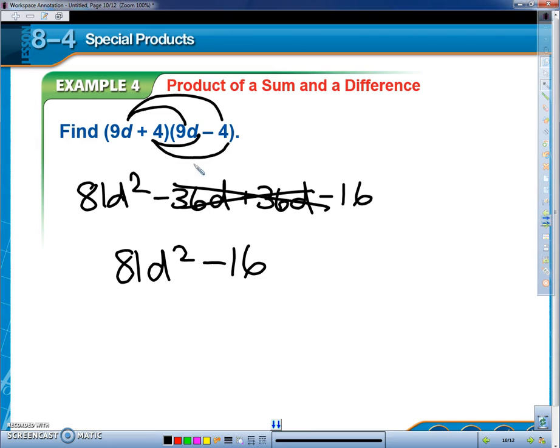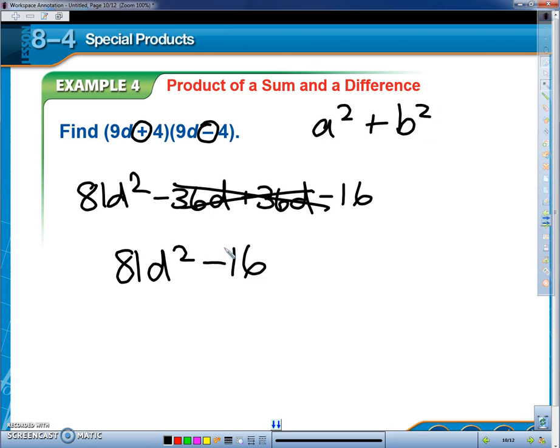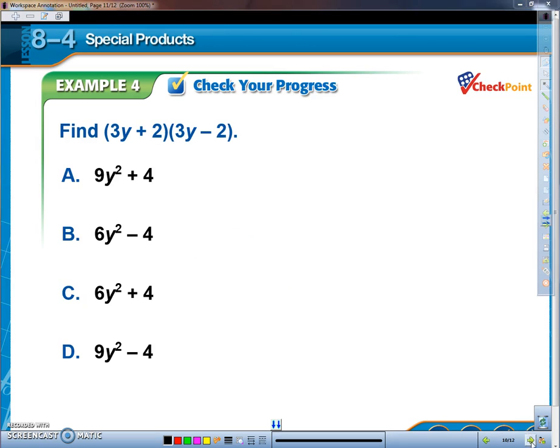So if it's a sum and a difference, all you've got to do is make sure that everything's the same except this sign and this sign. And then it's just the front squared minus the last squared. I guess you really can't say a and b because those are different ones. So anyway, it's the first terms multiplied together, the last terms multiplied together. And that's what you'll have. Let's see if we've got an example of that. Oh, we do. Excellent. All right, finish this one.